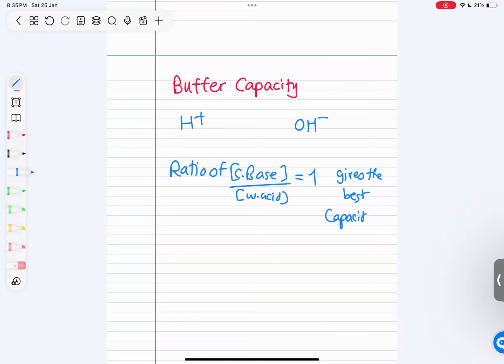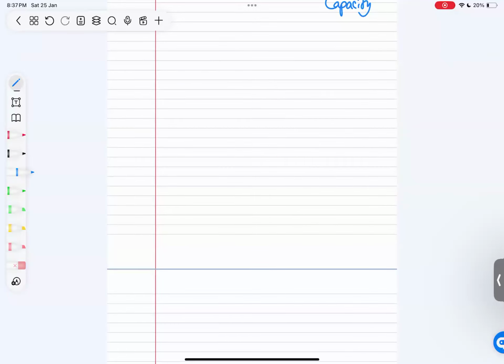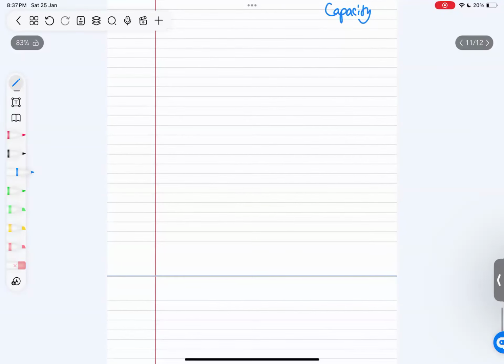Why is it 1? Because when the concentrations are close to each other, the capacity is high. A ratio equal to 1 is more important than the higher concentration. When I choose an acid to make a buffer of a given pH, the pKa of the acid must be as much as possible equal to or close to the required pH.